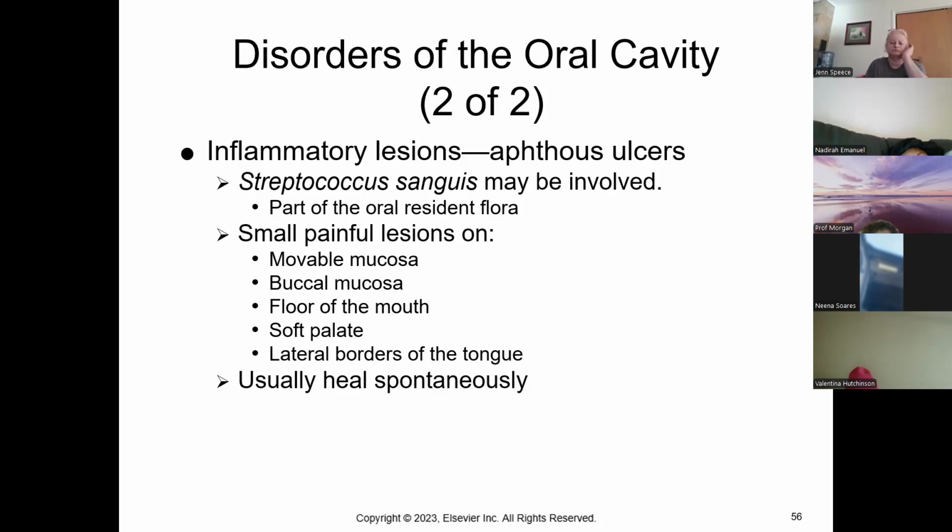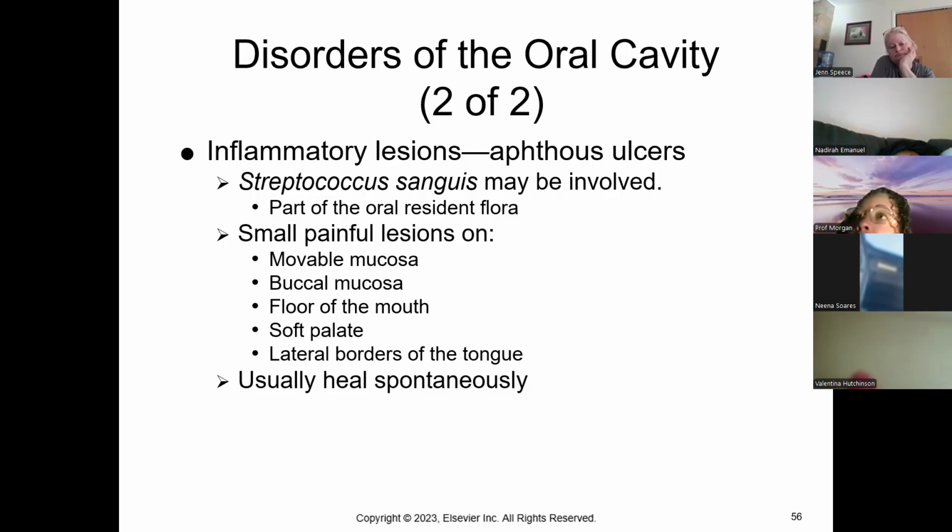Other bacteria that live in the mouth, or viruses, can cause opportunistic infections like candidiasis, that yeast infection, especially if there are open sores in the mouth. Candida infections may look red, swollen. They might look like patches of white curd-like material.